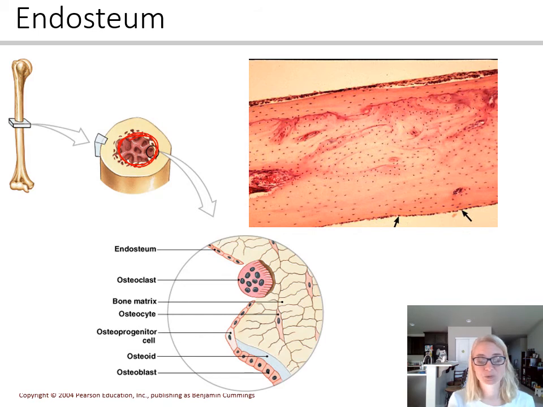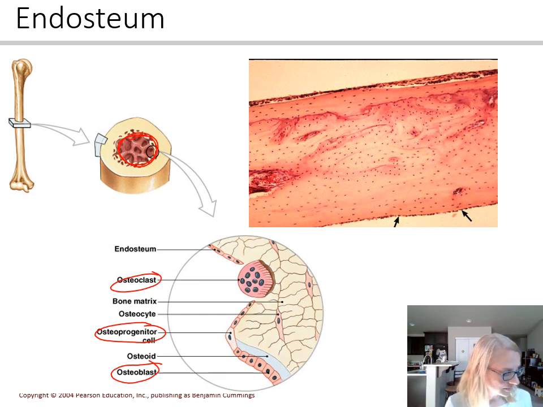Well, what is it? It's really just a collection of cells. It doesn't have collagen fibers like the periosteum does. It is just osteoblasts, osteoprogenitor cells, osteoclasts. That's about it. It's just all of those populations of cells scattered around on the inner lining of all these spaces, because that's where you're going to be doing a lot of changes. And so you need the bone makers, the bone breakers, and then the bone stem cells that can make those osteoblasts.